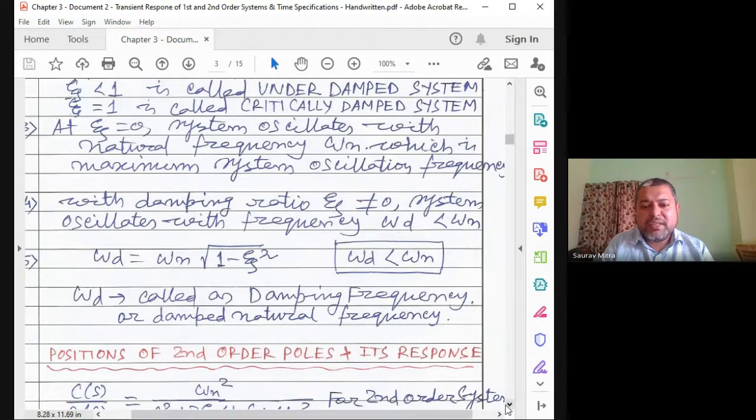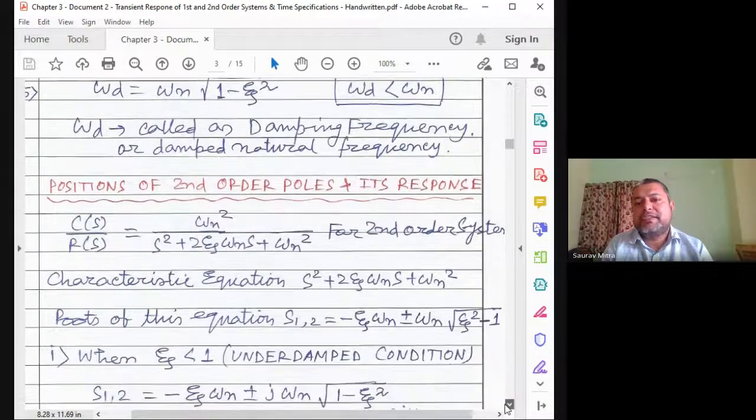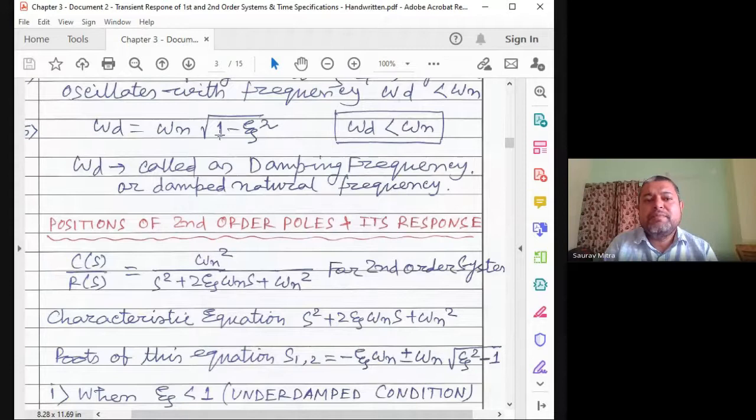So omega d is called the oscillation damping frequency or damped natural frequency. Omega n is the highest value, that is 1 by root LC, and omega d is omega n into root under of 1 minus zeta square, as long as zeta is in between 0 to 1. If zeta becomes 1, that is the question, what is the value of omega d? It will be 0. Substitute zeta equal to 1. That means you want to find how much is the damped oscillation when damping becomes equal to 1. If you substitute zeta equal to 1, you will find omega d is equal to 0. That means whenever there is critical damping and onward, that means higher damping, there is no oscillation in the system.